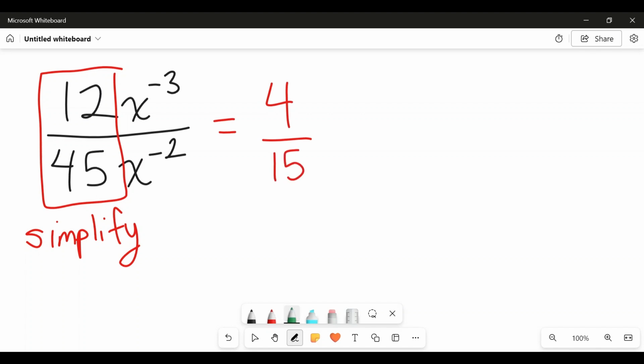Now, be careful when you subtract the terms with the like bases, right? Negative 3 minus negative 2 is negative 1.